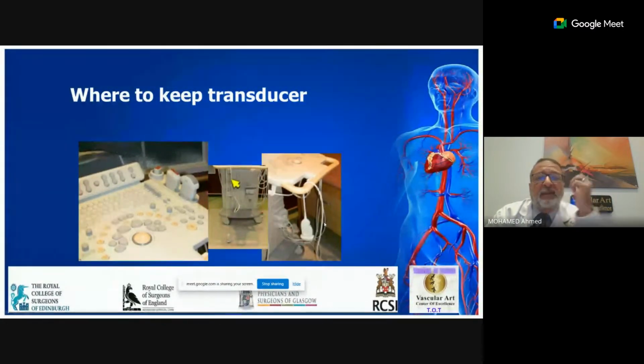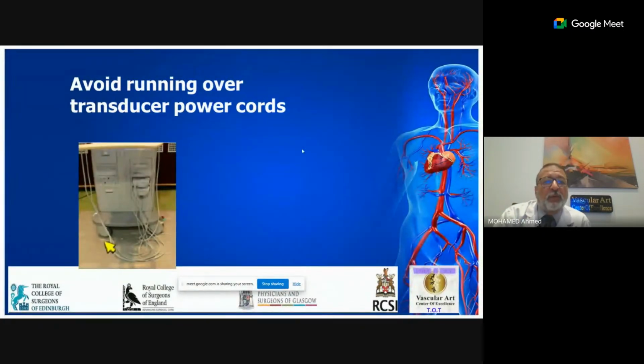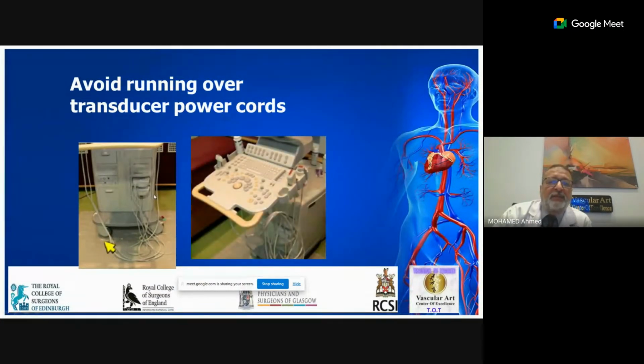And don't let these cables be kinked like this, because this will be difficult for you to follow. Don't run, of course, because these are wheeled duplex scanners. But you will see the recent duplex scan is just, it can be your mobile and it can be your iPad. It doesn't need to have all this big machine, and don't let it be crumpled like this.